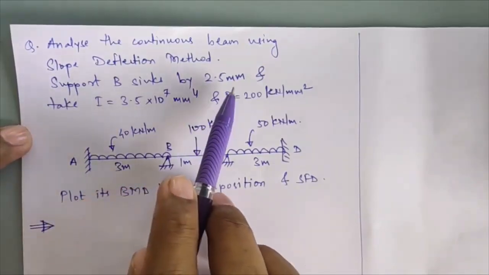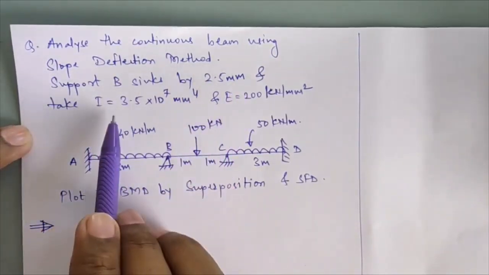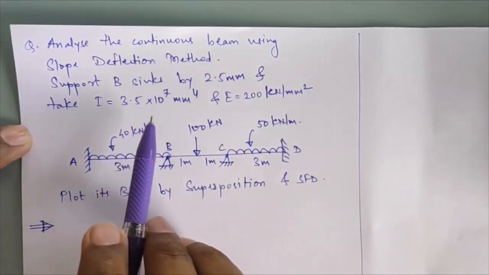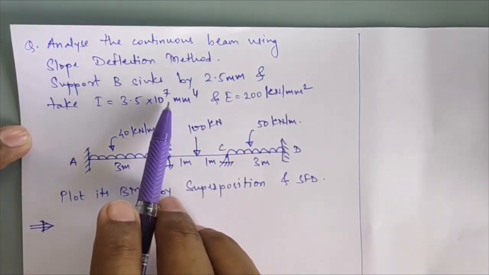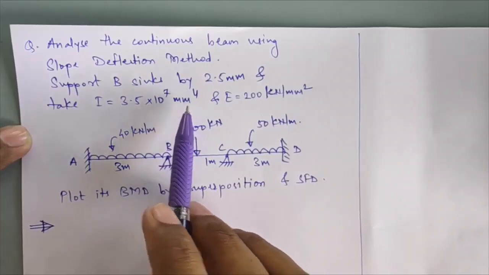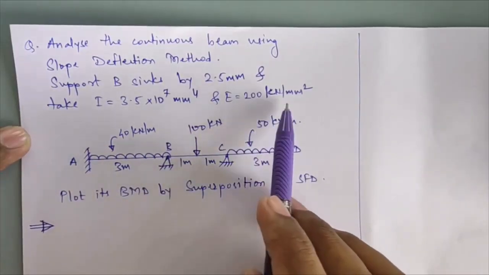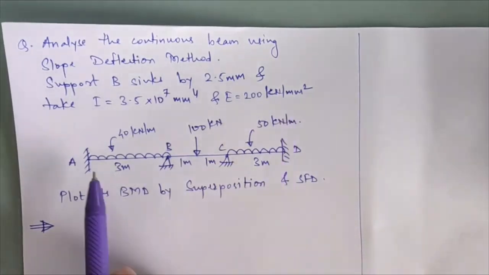Support B is sinking by 2.5 mm and the I value, that is moment of inertia value, is given to you as 3.5 into 10 raised to 7 mm raised to 4, and E is given equal to 200 kilonewton per mm square. This is the loading diagram.